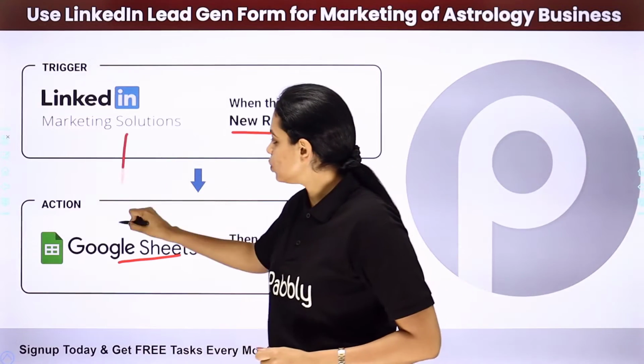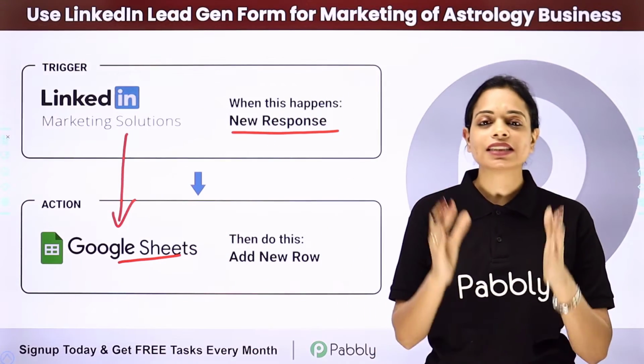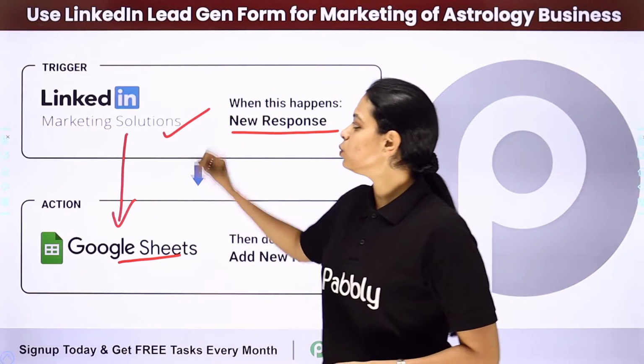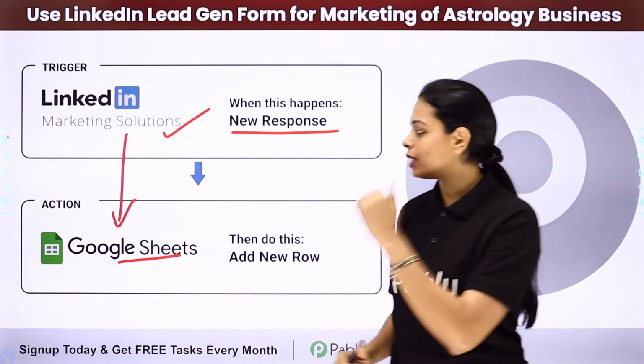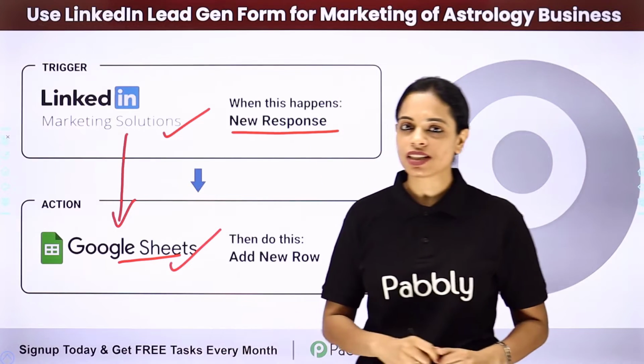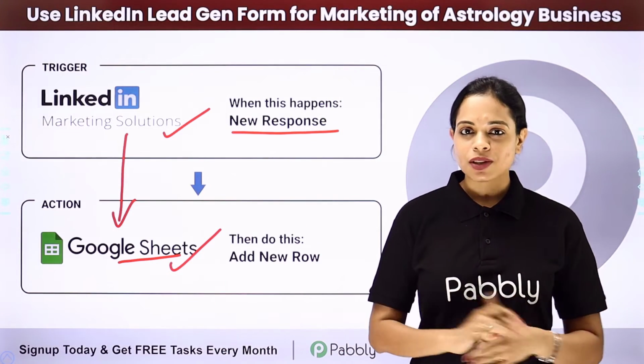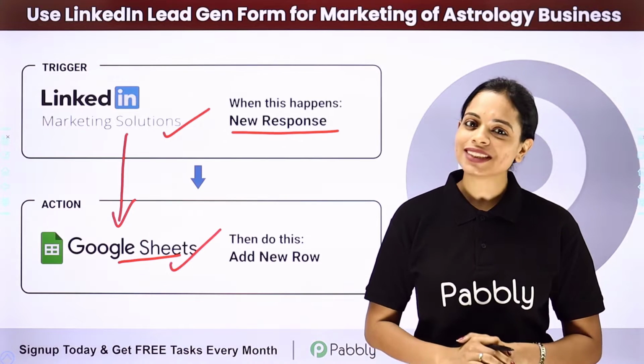For this, you will have to integrate the two applications, and the same thing can be done using Pabbly Connect software. So here your trigger application will be LinkedIn lead generation form and your action application will be Google Sheets. Now, how can you do this yourself? Integrate and automate this entire process. To understand that, let me take you to my screen.